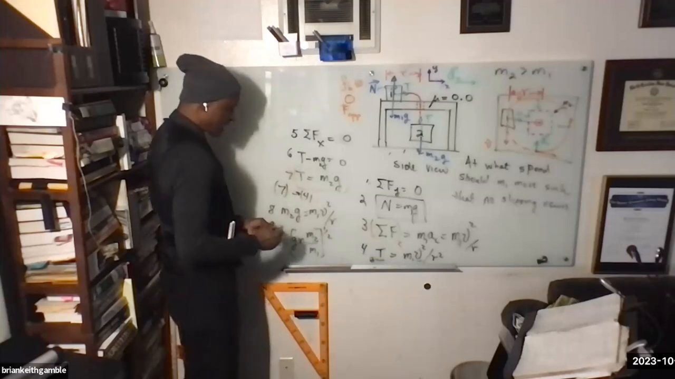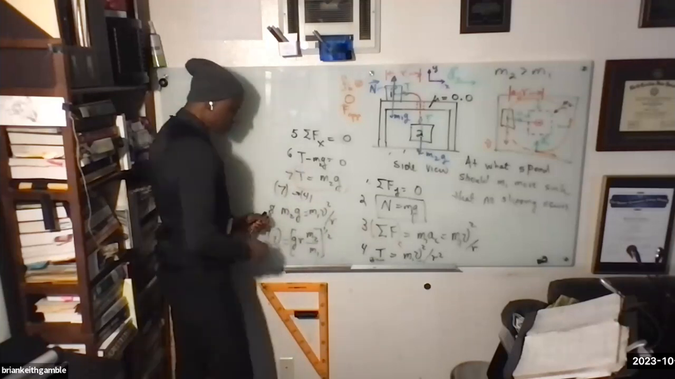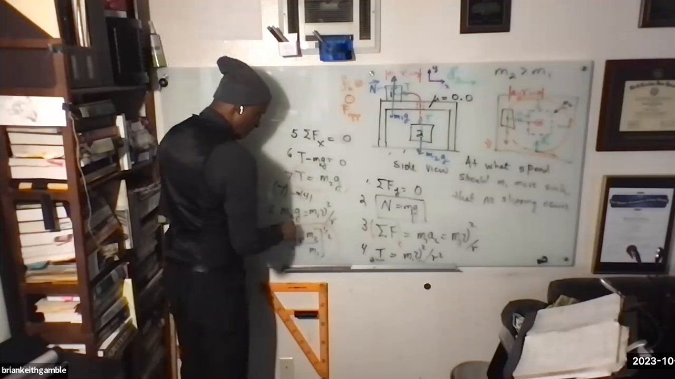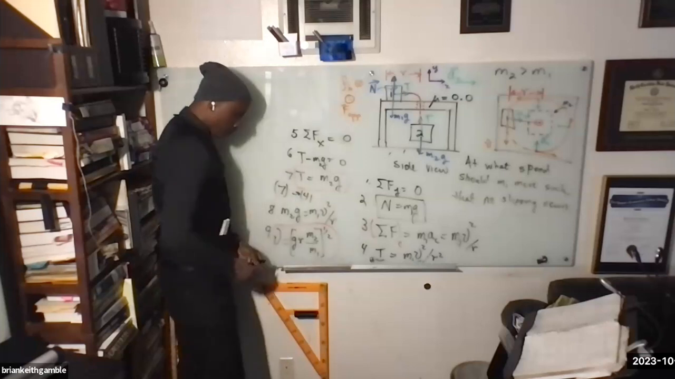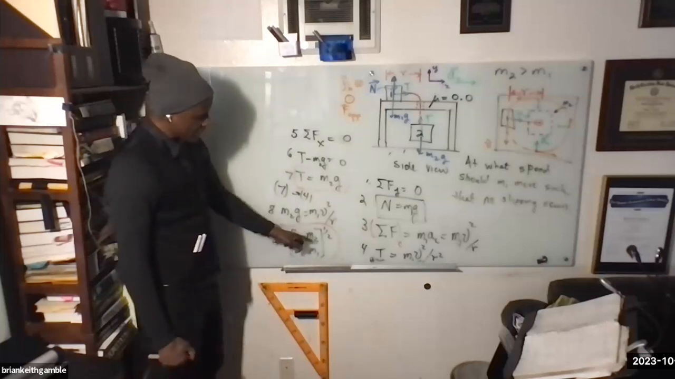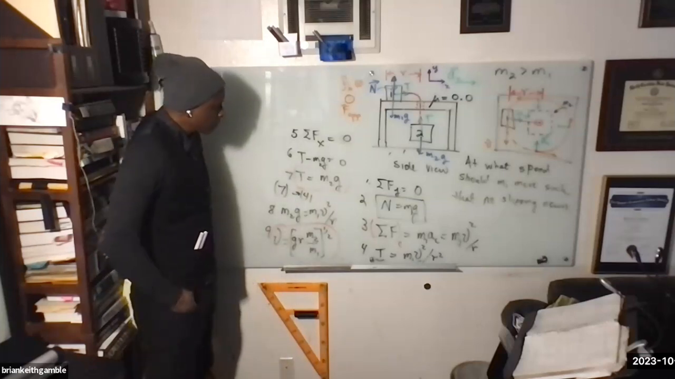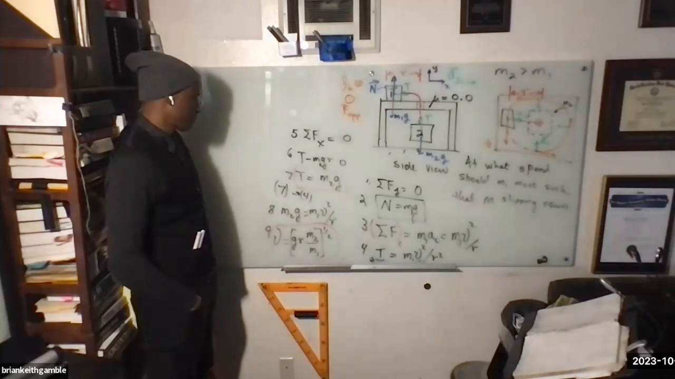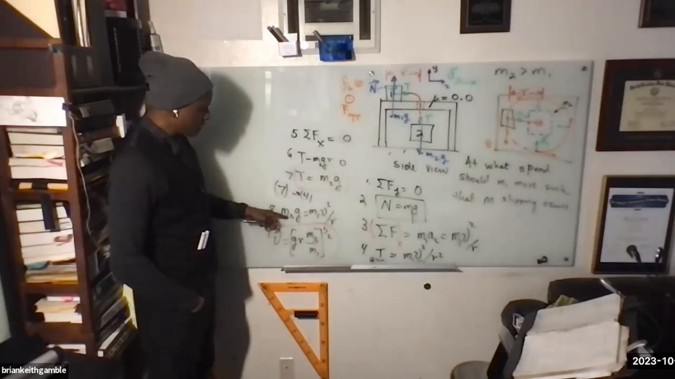So that's the speed that I need such that nothing moves, nothing slips. Basically, you've got this ratio of masses, m2 to m1, where m2 is the object driving the system.